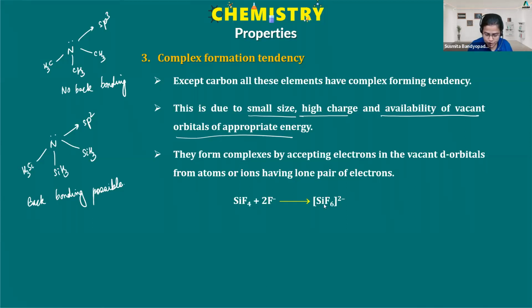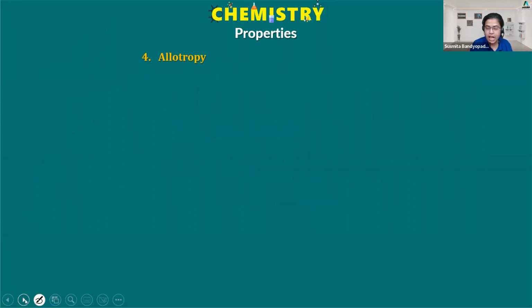So students, for similar reasons, the silicon has vacant d orbitals to accommodate electrons from this fluoride ion and hence can show complex forming ability. Allotropy. Tell me which are the allotropes which are important from your examination viewpoint. Diamond, graphite, fullerene.